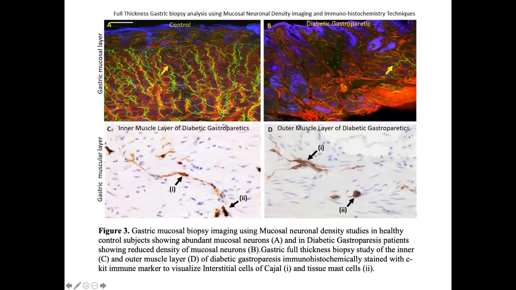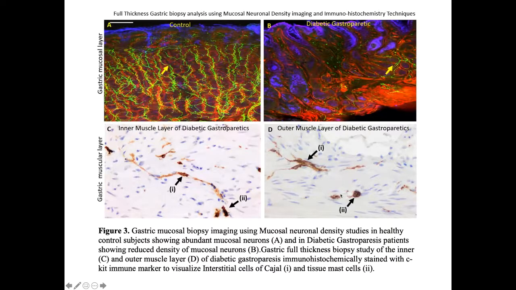On the top here on the left, these are endoscopic biopsies of a normal control, looking at the neuronal mucosal density. And on the right is diabetic gastroparesis, gastropathy, and you see the loss of muscles. Down below are the inner muscle layers, looking at the Cajal cells, named after Ramon Cajal, who first described these over 100 years ago, and later won the Nobel Prize.